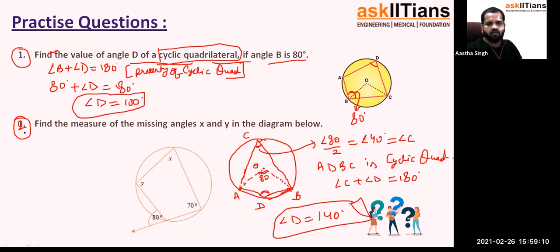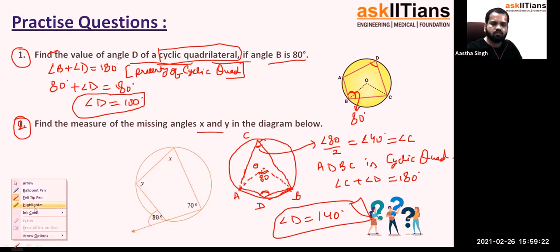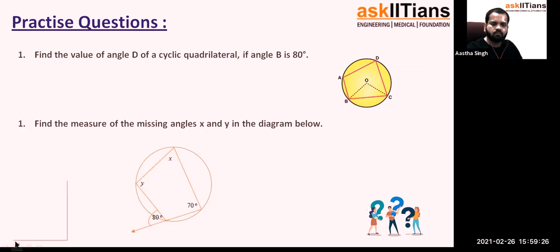So yeah, try to do question number two. Find the measure of the missing angles x and y in the diagram below. The diagram is shown. You have to find the value of x and y. Let me just name first. Suppose this point is A, this point is B, this point is C. First find out the value of y.